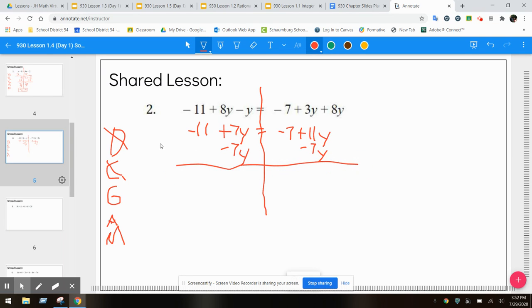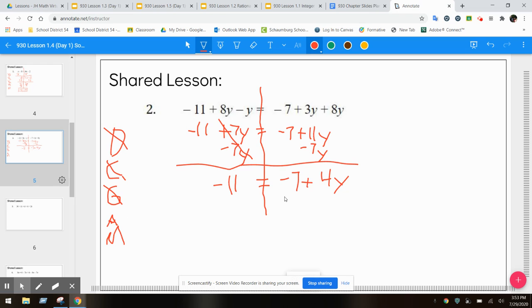So if I subtract 7y here, they cancel out. I'm just left with -11 on the left. And then I have -7. 11y minus 7y gives me plus 4y. Got the variable on one side, I can cross that step off now.